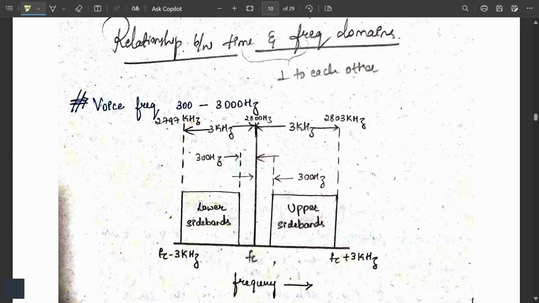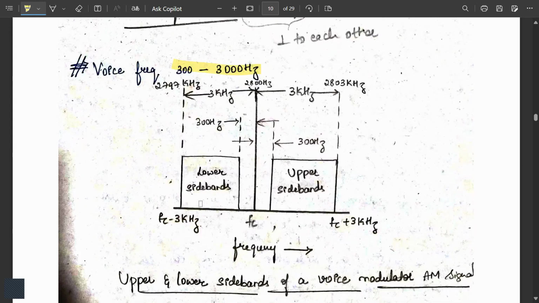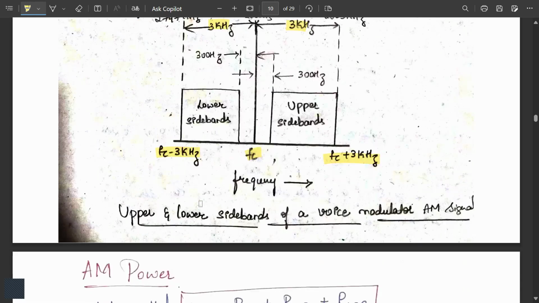Clear. Next is voice, where the voice frequency lies between 300 to 3000 hertz. We have to represent it in this format, upper and lower sidebands of the voice modulated AM signal. Here it is FC minus 3 kilohertz on the left hand side, and on the right hand side it is FC plus 3 kilohertz. This is our carrier frequency. You can observe this distance is 3 kilohertz and this distance is 3 kilohertz. This is for the voice signal.